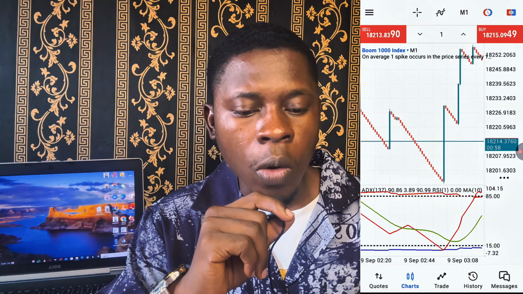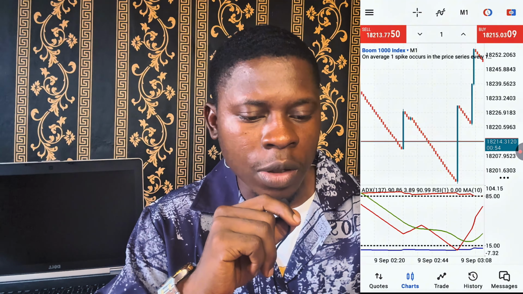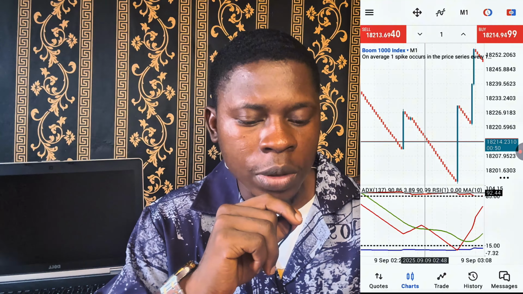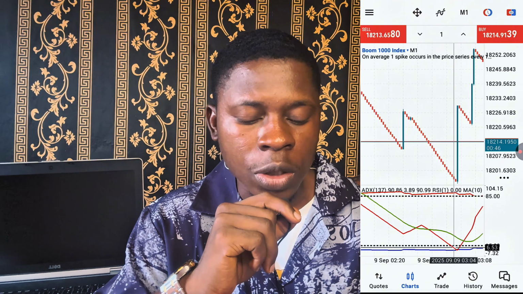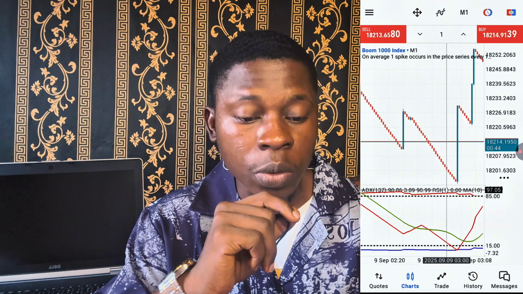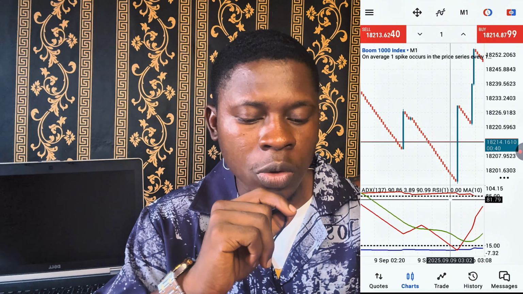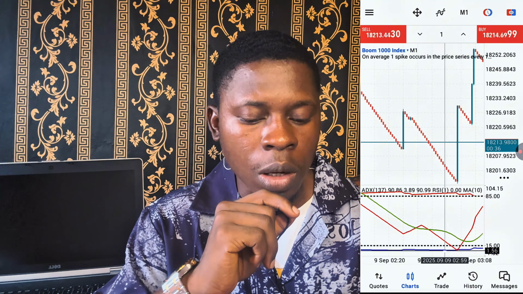Now we're on the Boom 1000 index right now, as you can see. Currently what we have here, we can see that we have 2 red lines, one at the overbought here, then one in the indicator window 1. Both lines are in the indicator window 1, but we have 2 here. So this is going to be at the overbought, while here is the oversold.